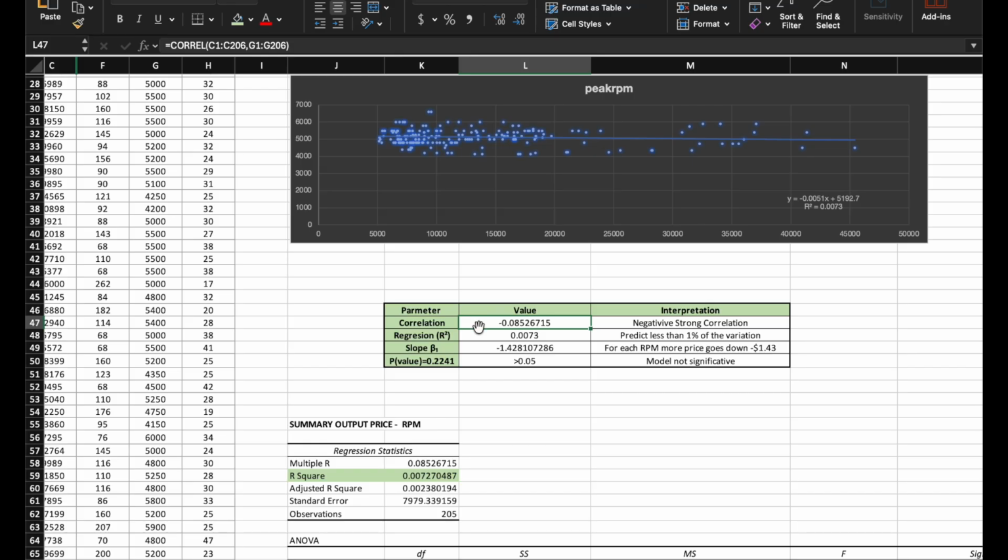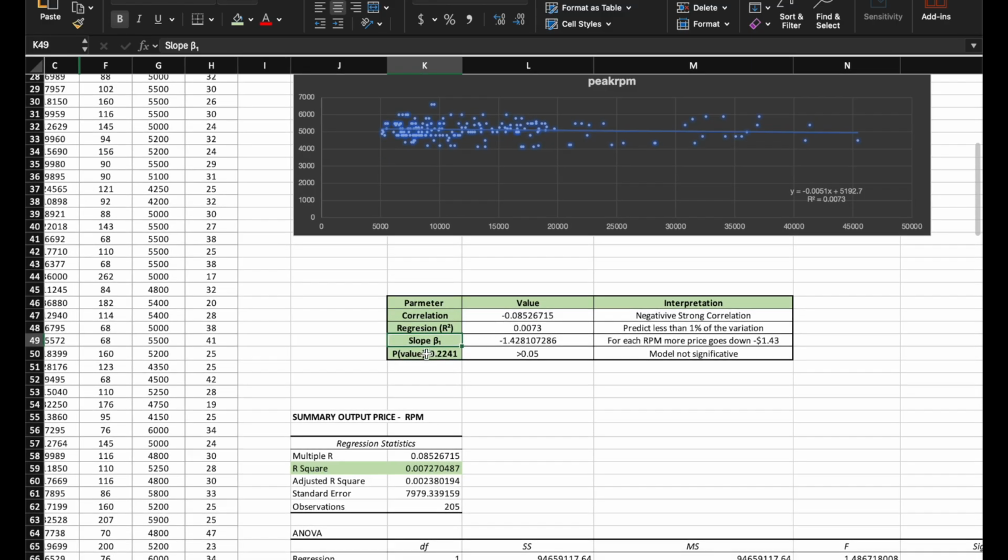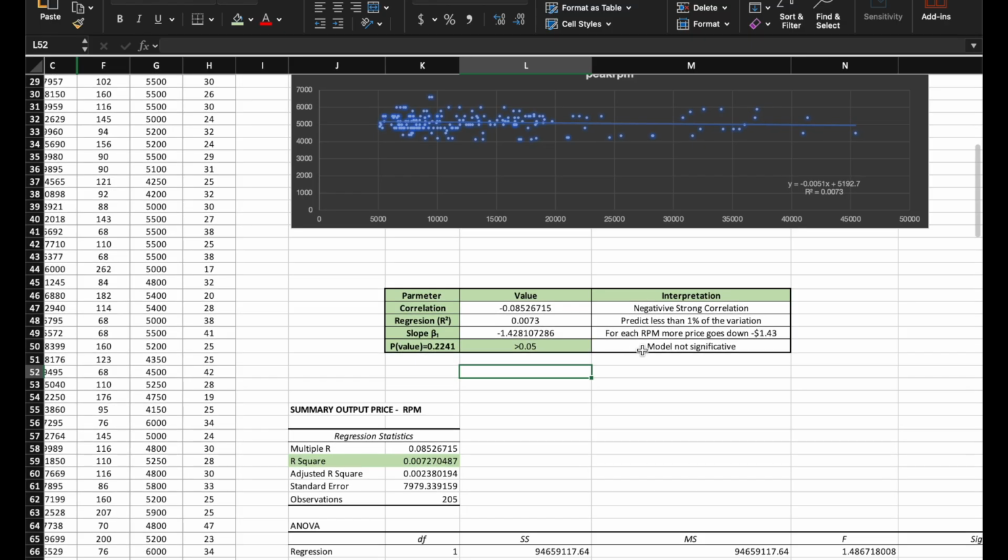Also the R square that is here, the peak RPM explains less than 1% of the price variation, so this is so poor. And finally the p-value is higher than 0.05, so this means that the model is not significantly different from the price.